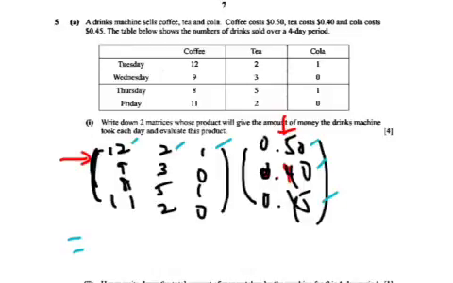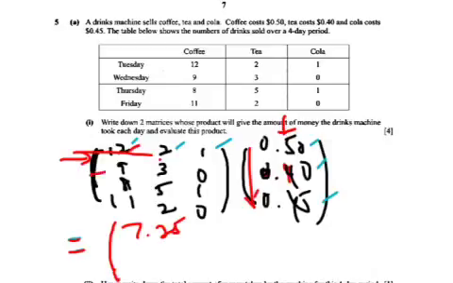And now when we multiply them, row times column. So first row is 12 times 0.5, which is 6, 2 times 0.4, which is 0.8, 1 times 0.45, which is 0.45. So 0.8 plus 0.45 is 1.25, plus 6 is 7.25. So the first row, first column is 7.25.